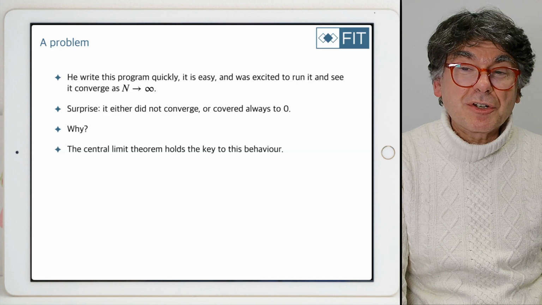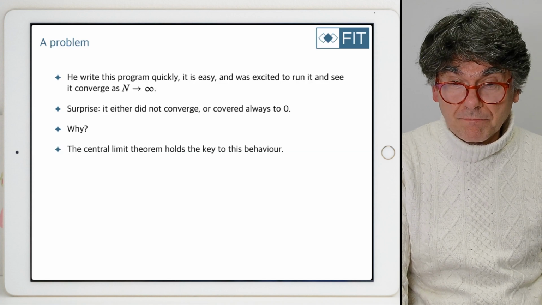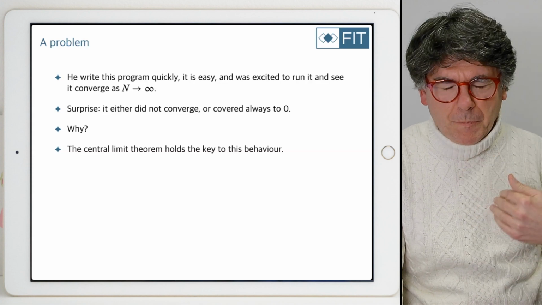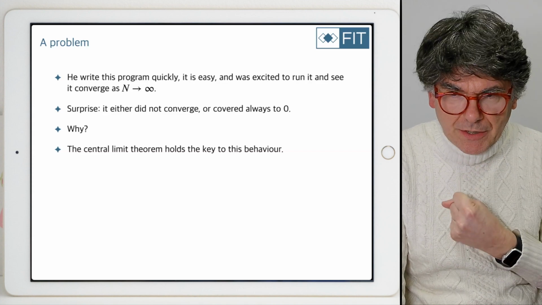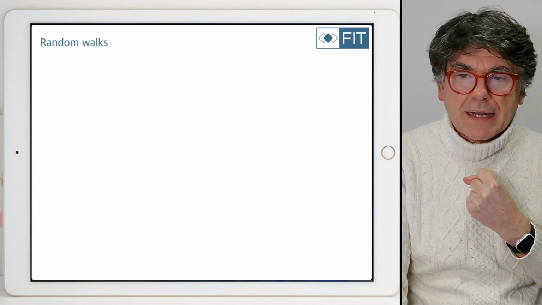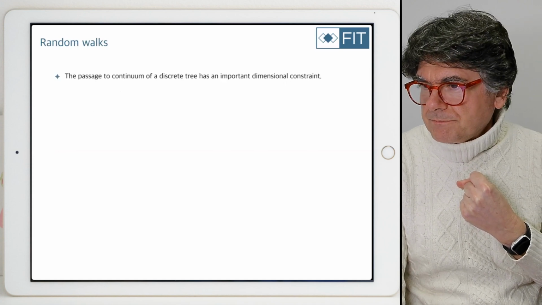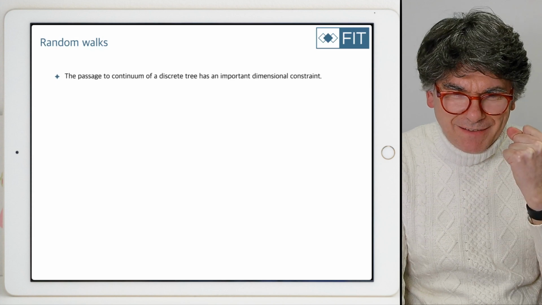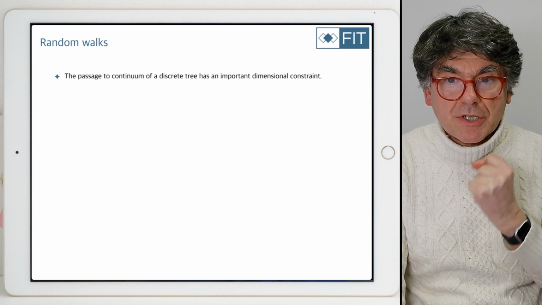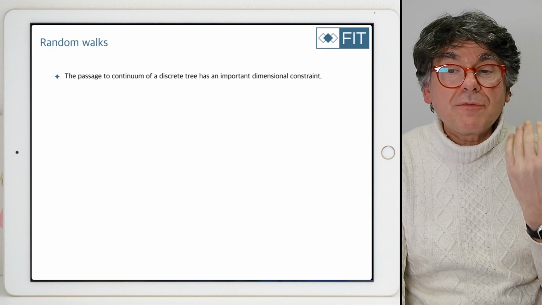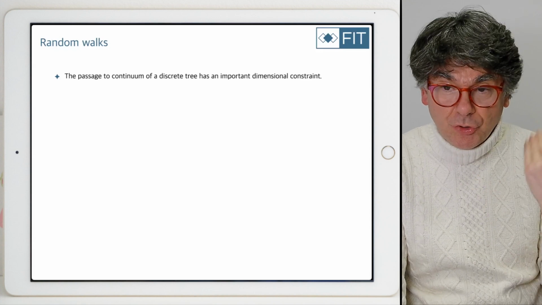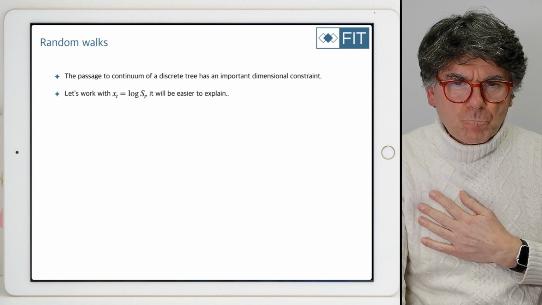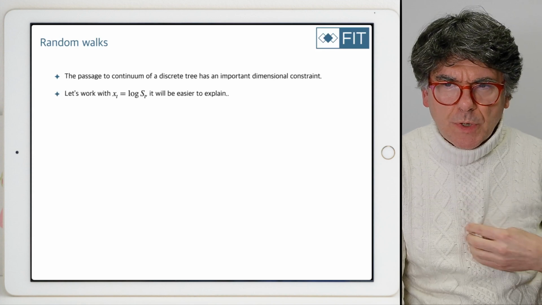Let's review the central limit theorem for a minute, okay? You probably know the central limit theorem, but I want to put it into this very practical context so you see the implications of that. Let me tell you the important dimensionality constraint that we need to have. I'm going to give you the answer, how it should have been done, and then I'll explain to you why with the central limit theorem, okay?